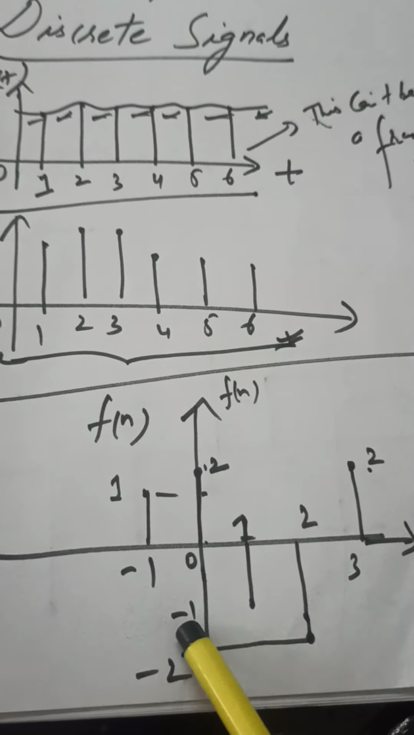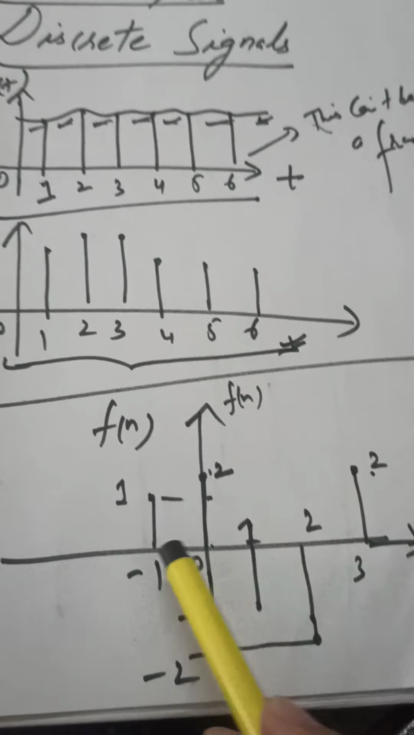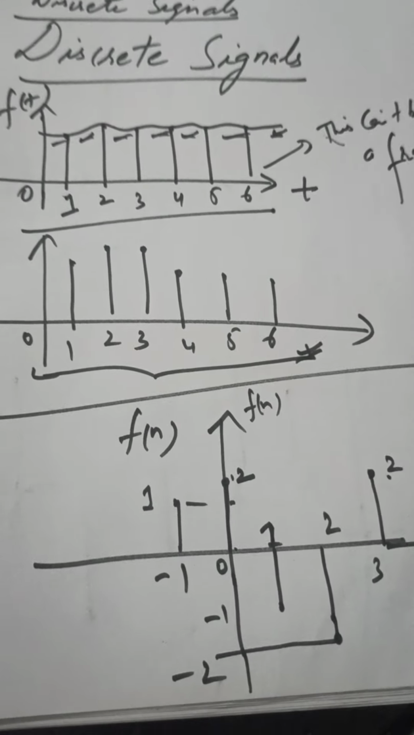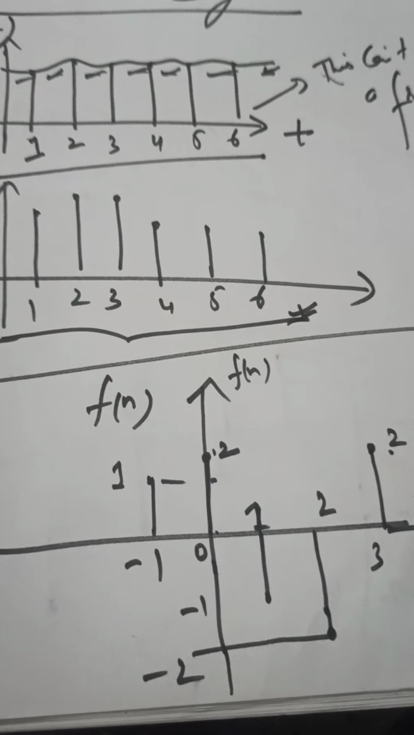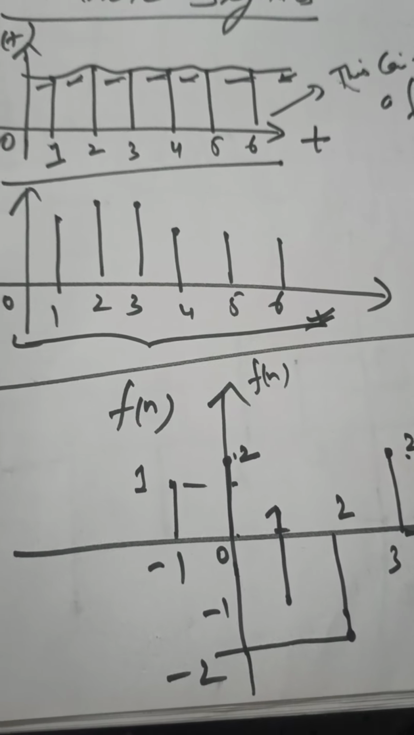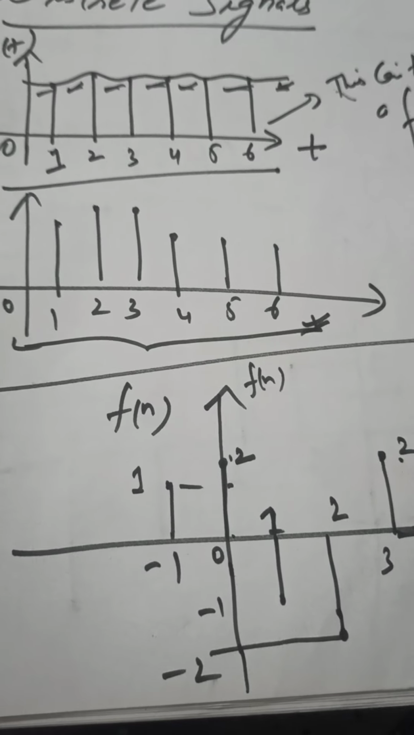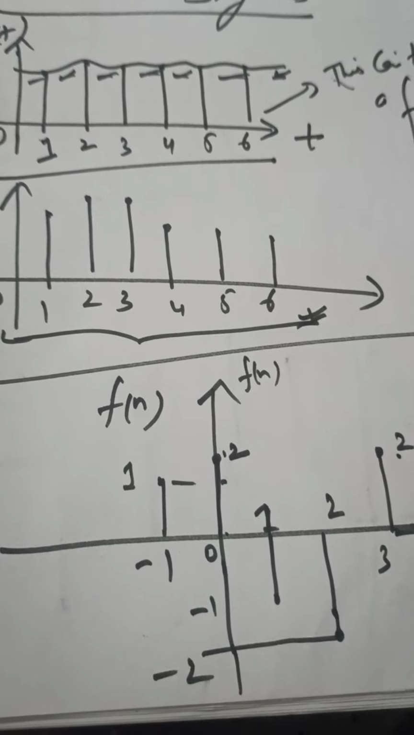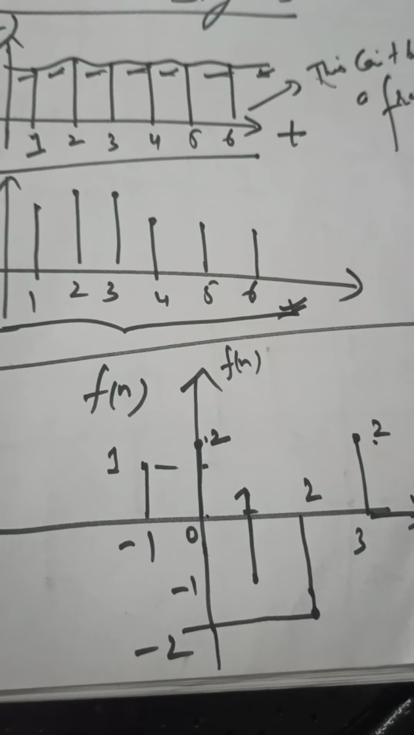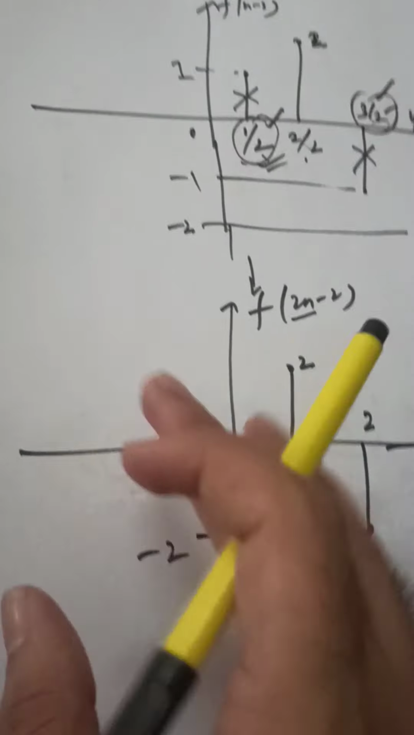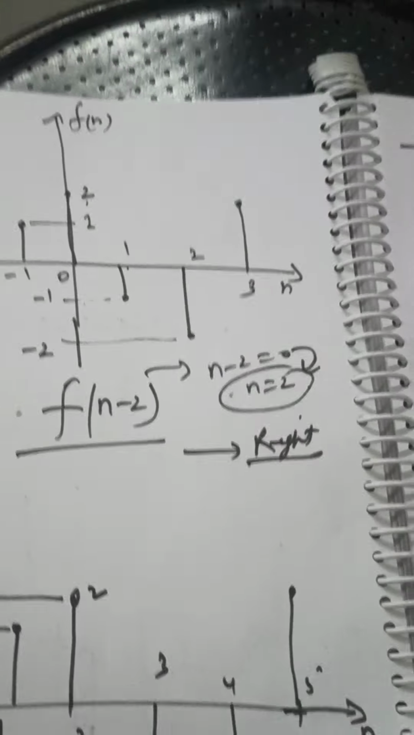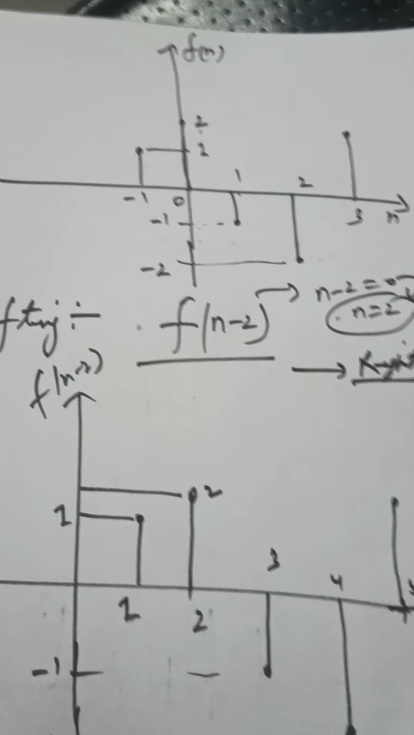Have a look at this. Minus 1, minus 2, 2, 2, 1. So we can very well say one thing, that f[n] is a discrete signal of time period 1 and it is a finite sequence. Now I would like to show some properties.